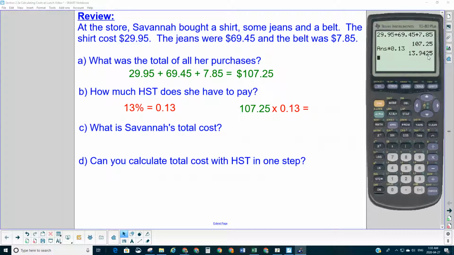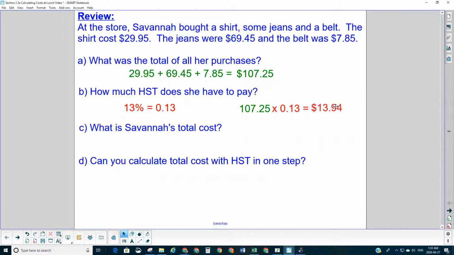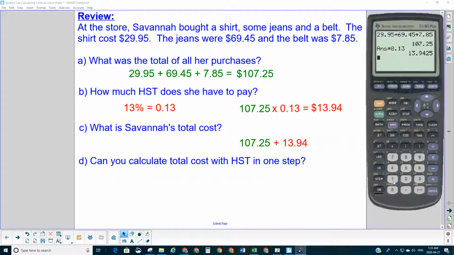So remember, this is money, so we're going to have to round to two decimal places. So we look at this number, the 2, and the 2 is less than 5. That means it'll round to just 94. So $13.94. That's how much HST we're going to pay on this entire bill. So to figure out Savannah's total cost, we're going to take the $107.25 plus the HST, $13.94, and that equals $121.19.